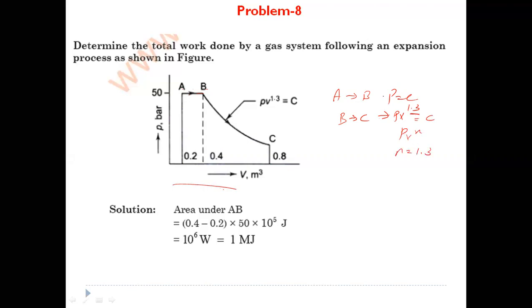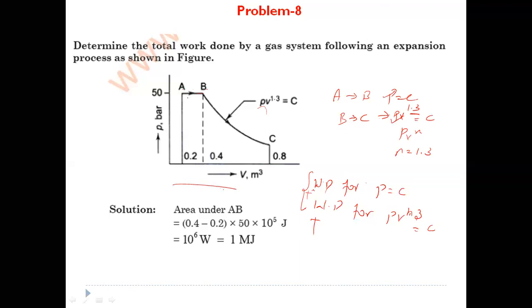So we have to calculate the work done for a constant pressure process and the work done for a polytropic process, where n is 1.3, as given. We have to add these two processes here. Since it is an expansion process, the volume increases, so we can take this work as positive and this work also as positive. Both are positive.